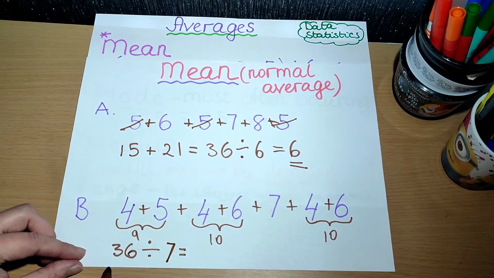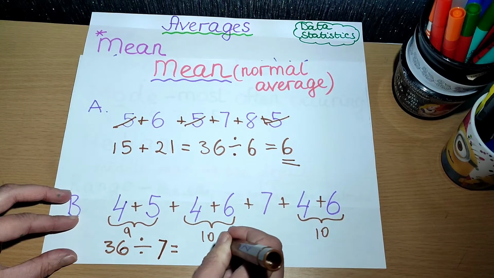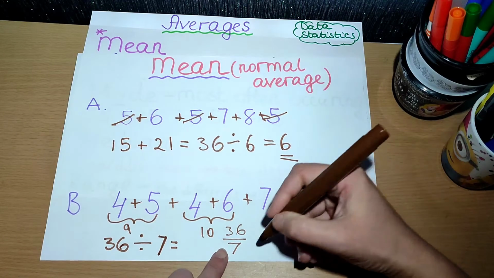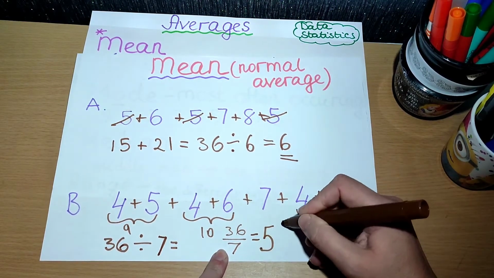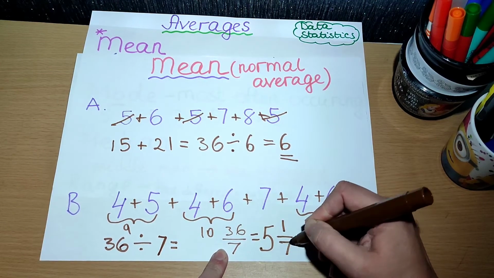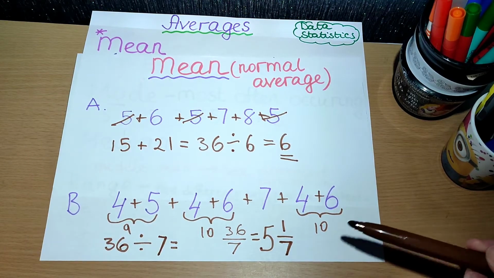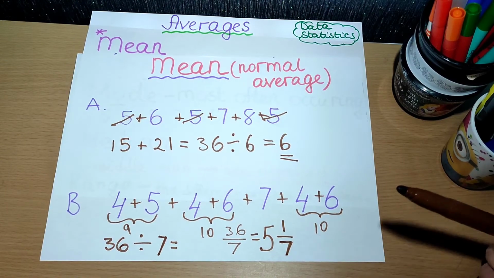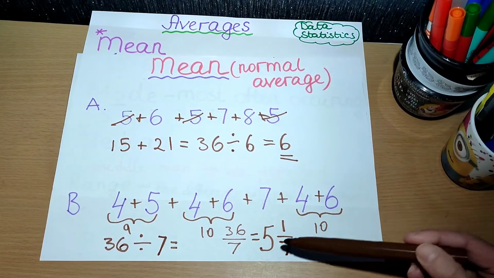So how many 7s can I fit in 36? It's the same basically as this improper fraction. 36 divided by 7. How many 7s can I fit in 36? Oh, I can fit in 5 7s and 1 will be left over. So if I ask you the same question, how many biscuits would each child have on average if there are 7 children? Well, on average, each child would have 5 1/7 biscuits. So mean will be 5 and 1/7.